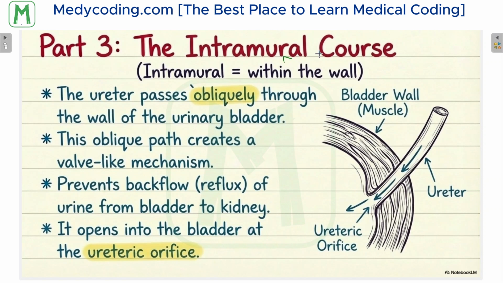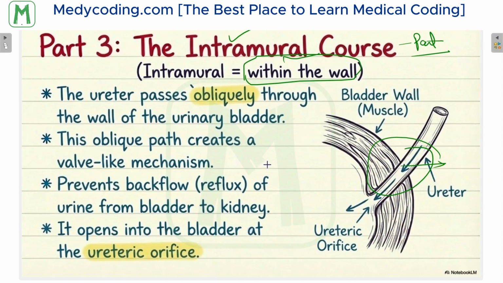Intramural course. Okay, so this is the last course, or you can say the last part of the ureter. We divided the ureter into three parts, or three courses. The third course is known as the intramural course. Intramural means within the wall. In this course, some part of the ureter is going into the wall of the bladder.